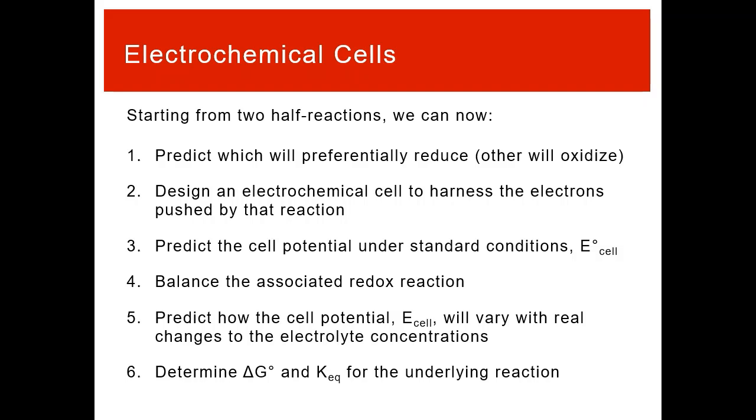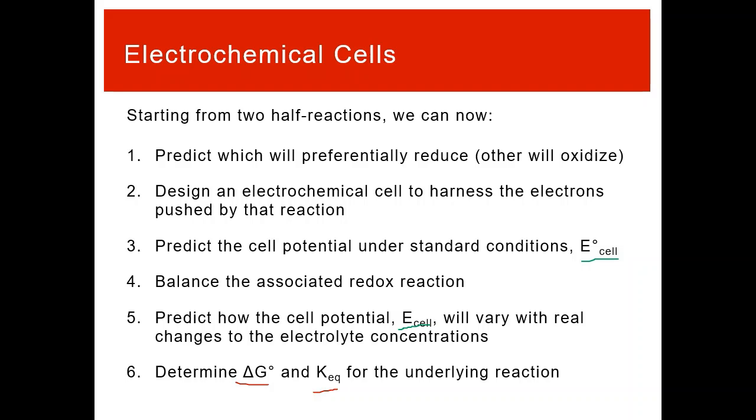All right, so we've got a lot now for these cell potentials. If you have your two half reactions, you can predict which one will preferentially reduce and which one's going to oxidize using your standard reduction potentials. You can design cells, build cells, predict standard cell potentials, balance the redox reaction, and use the Nernst equation to see how that potential will change over time. This is only for standard conditions. What about the conditions of the cell when you're actually using it, taking that transfer of electrons out of it? And then we can also determine delta G naught and the equilibrium constant for the reaction.